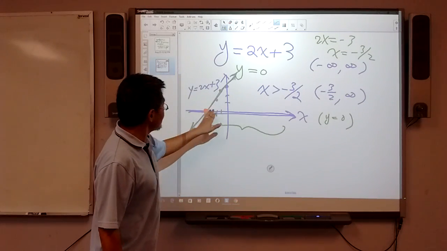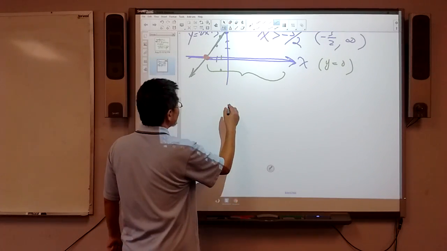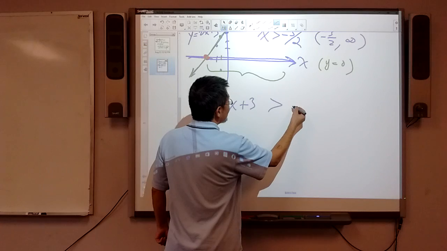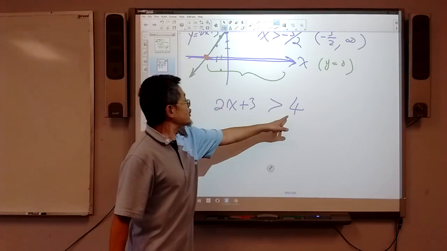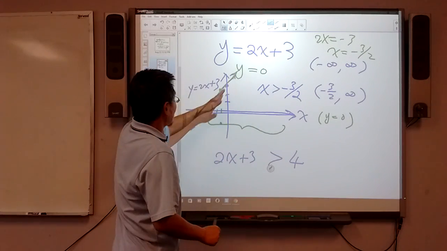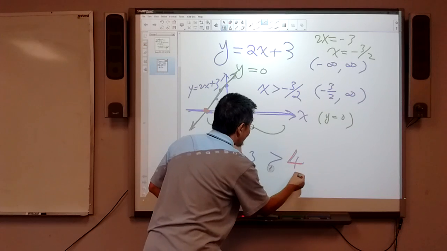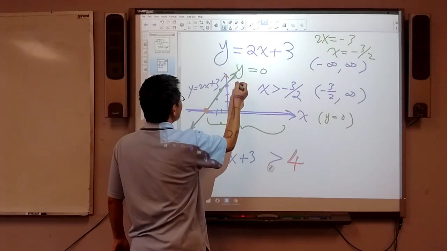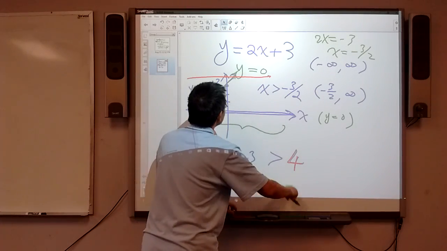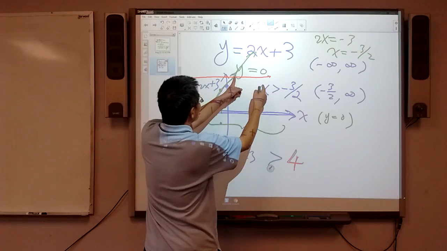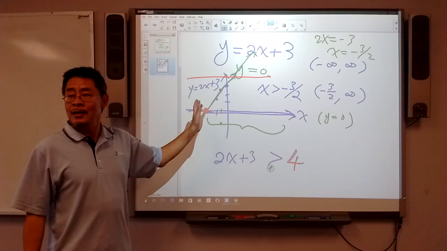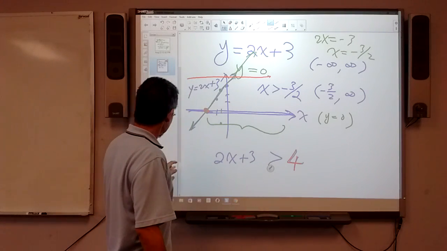And sometimes it's not like that. Sometimes it could be, say, 2x plus 3 greater than 4. Then this line is moved up, right? This is still this line, but for y equal to 4, it is 1, 2, 3, 4. It will be here. Then this line. So our solution now becomes what? From this point on to infinity, right? Okay, are we good on this one? Okay. So that's linear inequality.